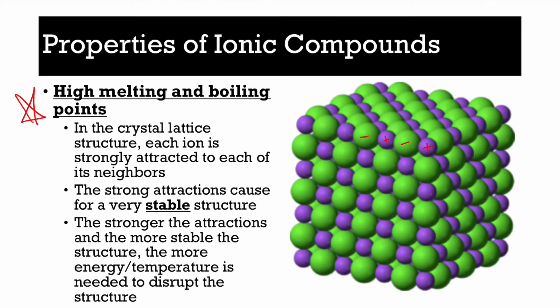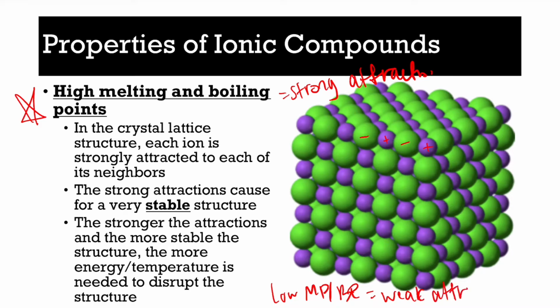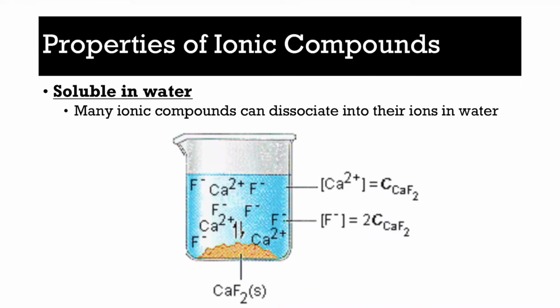So again, high melting point, high boiling point, because the attractions are very, very strong. If you have high melting point and high boiling point, that means you have strong attractions. If you have low melting point and boiling point, that means weak attractions. And those are generally your covalent bonds. So ionic bonds: high melting point, high boiling point, very, very strong attractions.